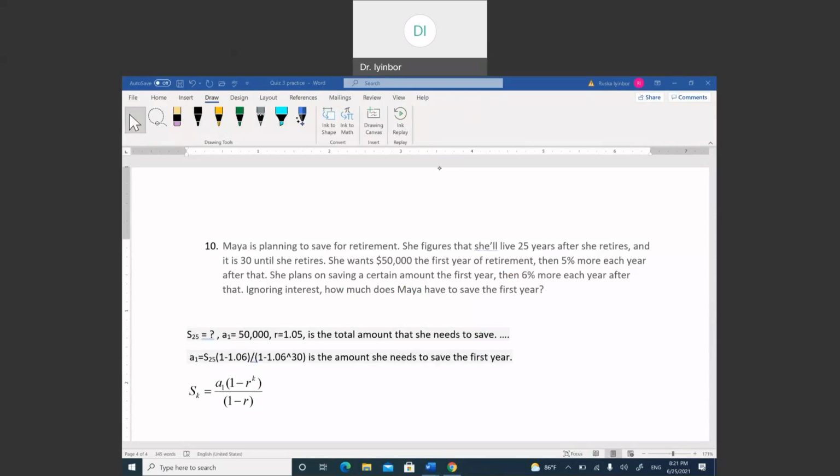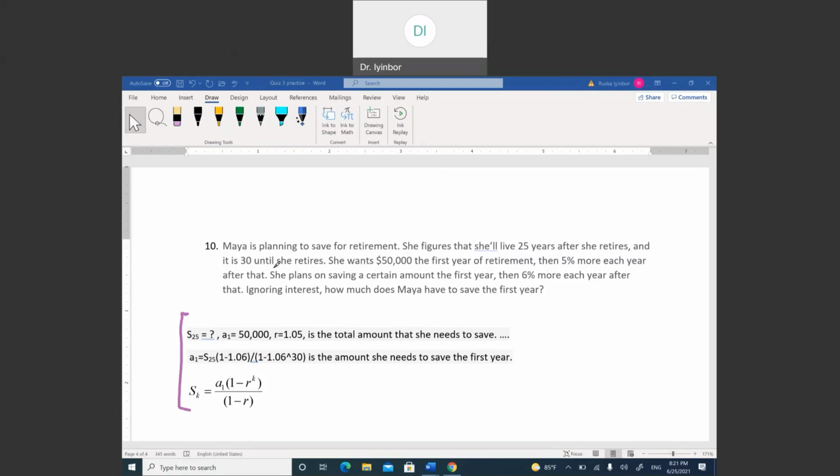And here's number 10. So for number 10, I'm going to explain how to do it, and here you have a little notes included in this practice quiz so you can use them. So let me explain what that means here. What is this problem about? Maya is planning to save for retirement. She figured that she will live 25 years after she retires, and it is 30 years until she retires.